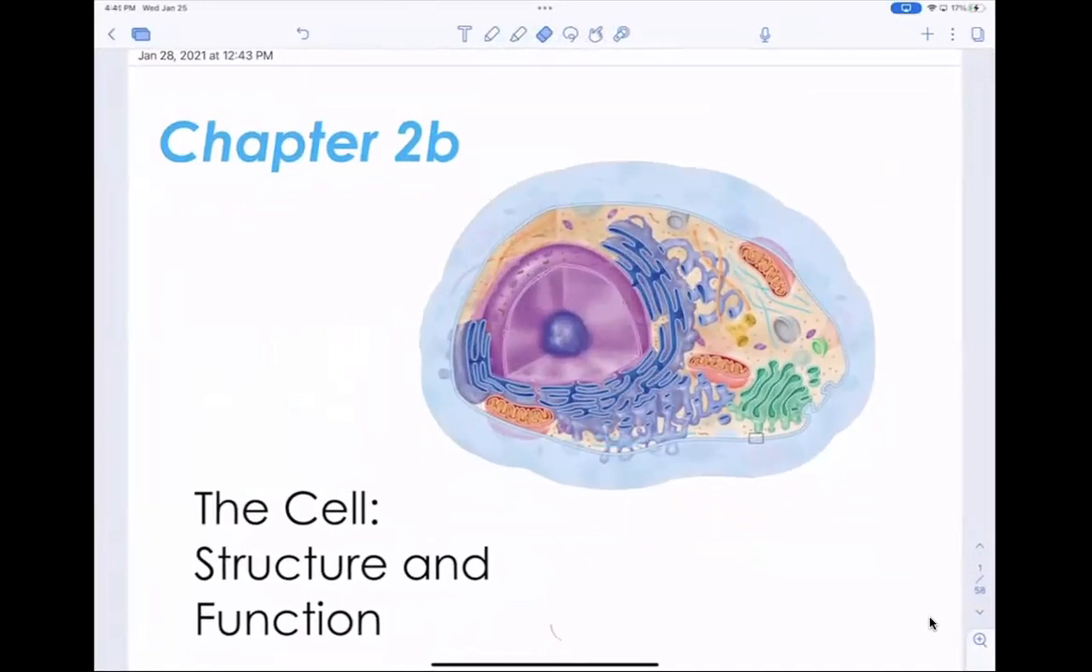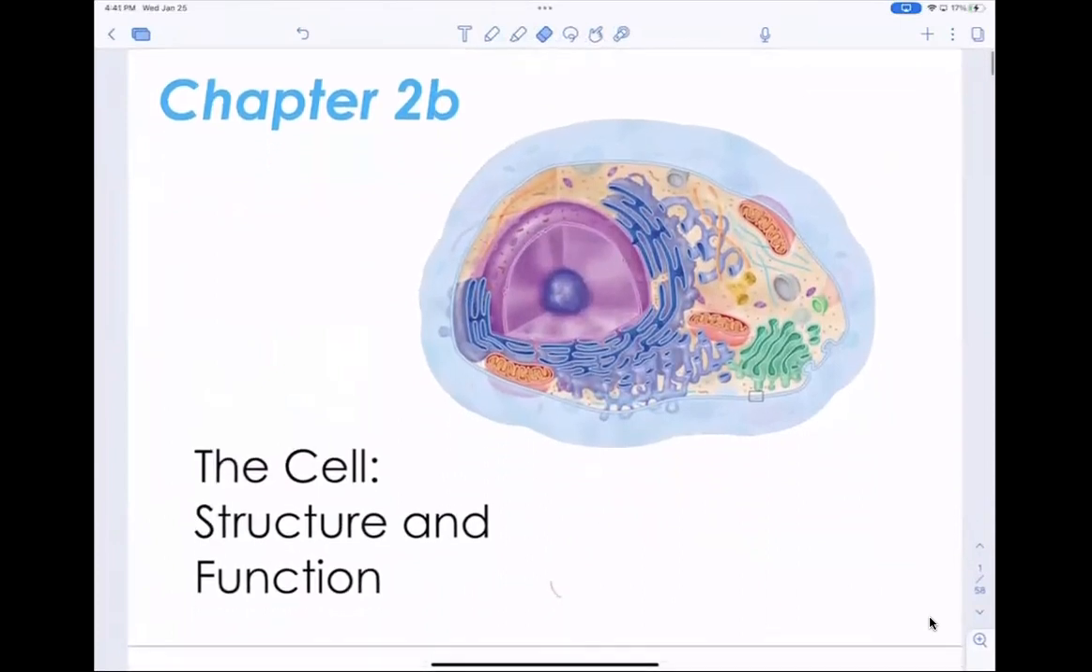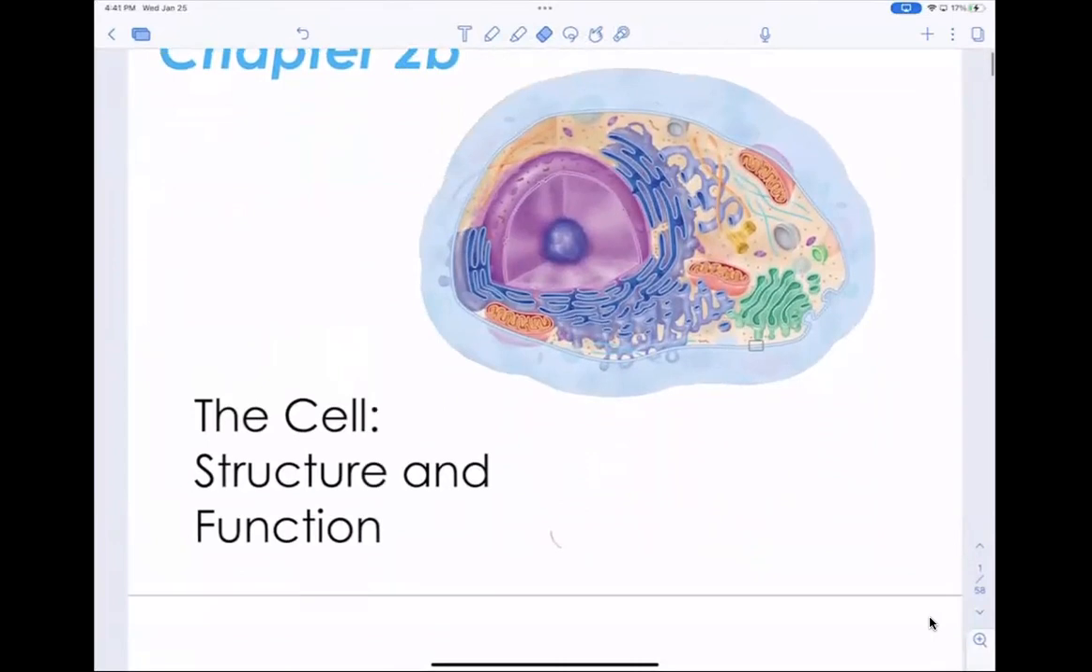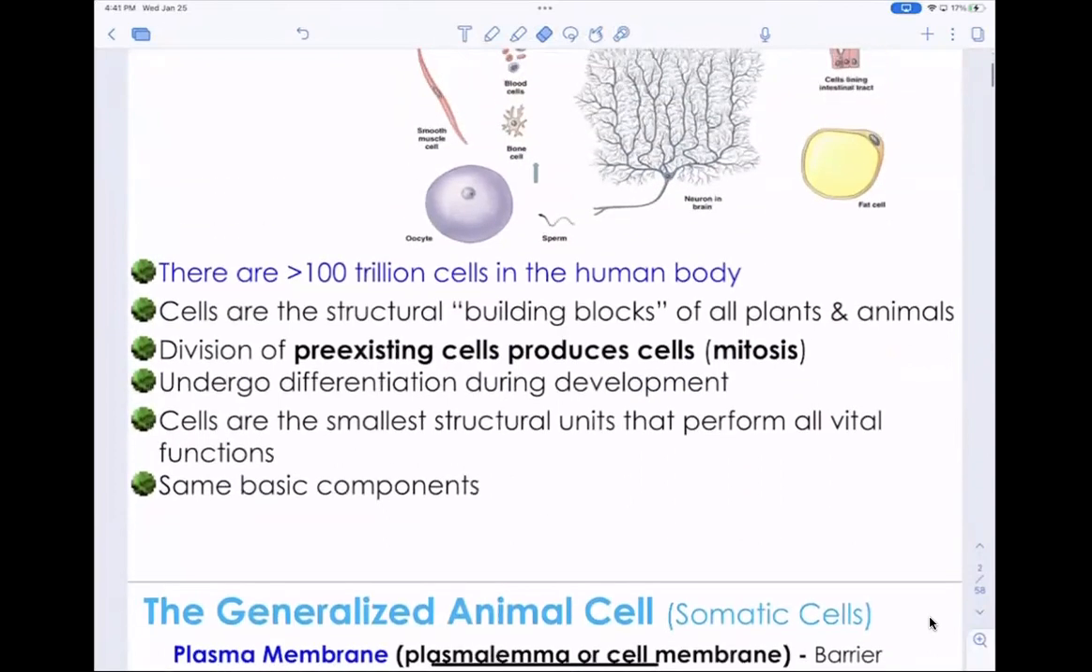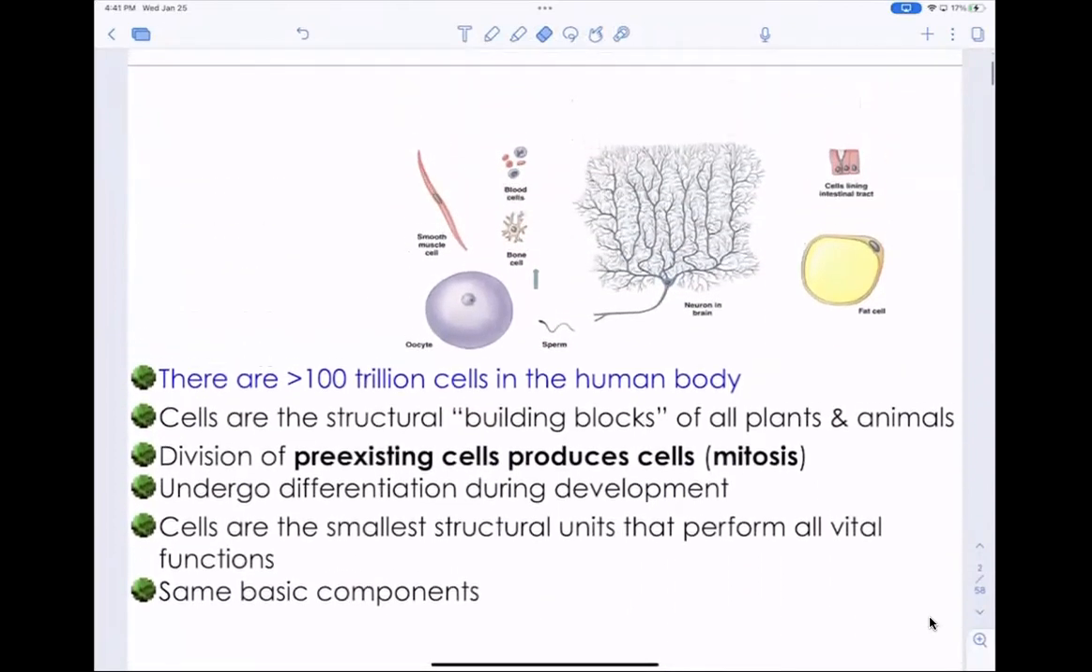Hey, so we are going to do kind of a quick lecture today on chapter 2B, which is talking about the cell, some of the structures in the cell, and how proteins are made, because proteins are super important structures and functioning molecules for cells.